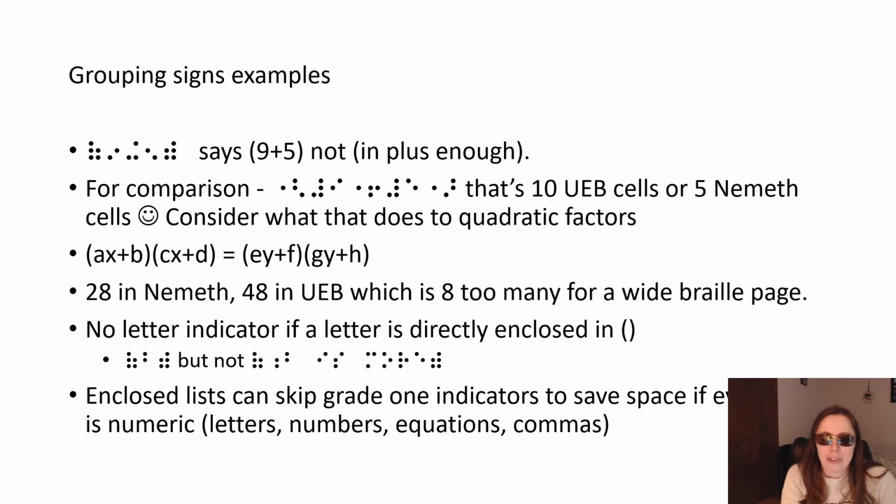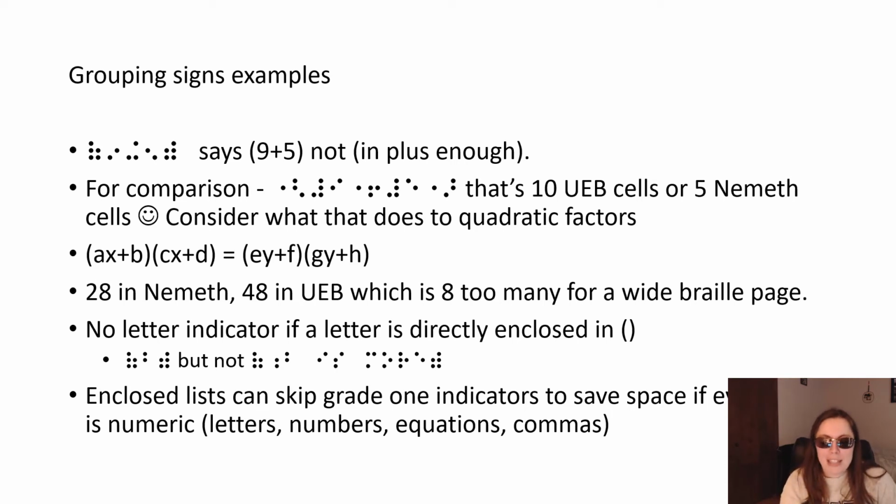Some examples of grouping signs. My first example shows 9 plus 5, and for clarity, it would never be read as in plus enough because of those rules limiting how contractions can be used inside a Nemeth passage. The same equation though, the 9 plus 5, if I were to braille that out in UEB technical, would be 10 cells in UEB technical as compared to the 5 that it is in Nemeth.